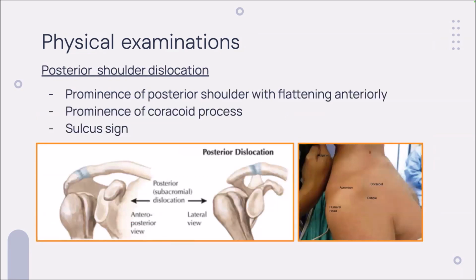So next is the posterior shoulder dislocation. In this picture, we can see prominence of the posterior shoulder with flattening anteriorly, like the shoulder comes here. And the prominence of the coracoid process, you can see it's protruding here. And the sulcus sign is the dimple inferior to the acromion. There's a little dimple here, inferior to the acromion in this picture.